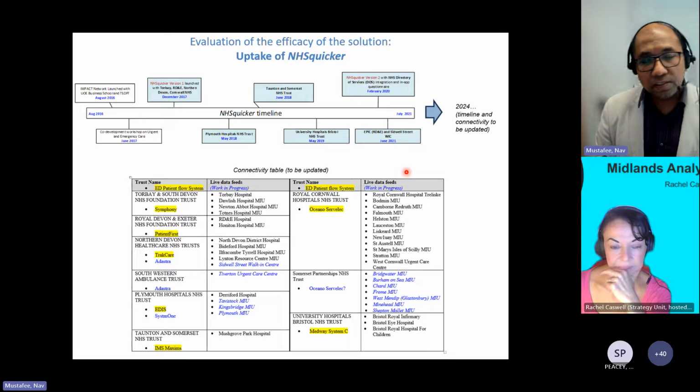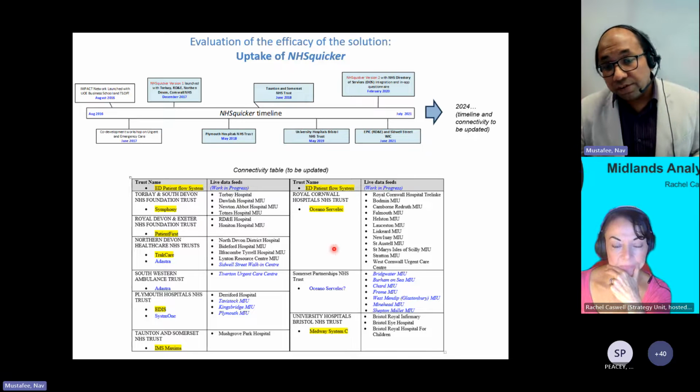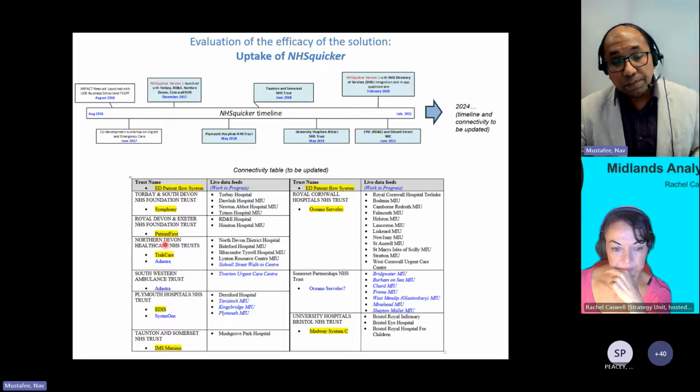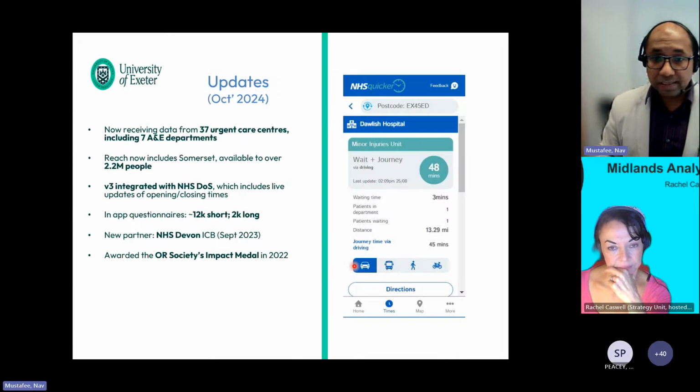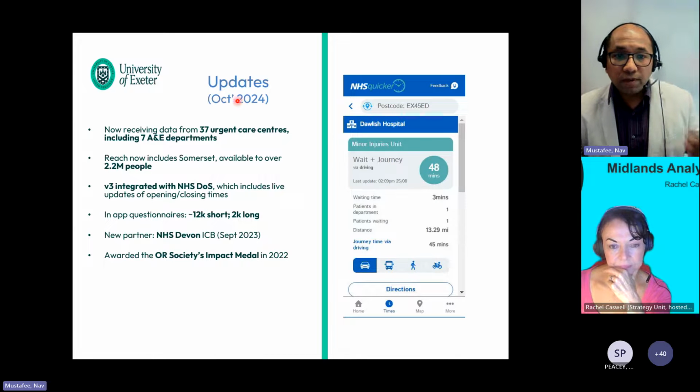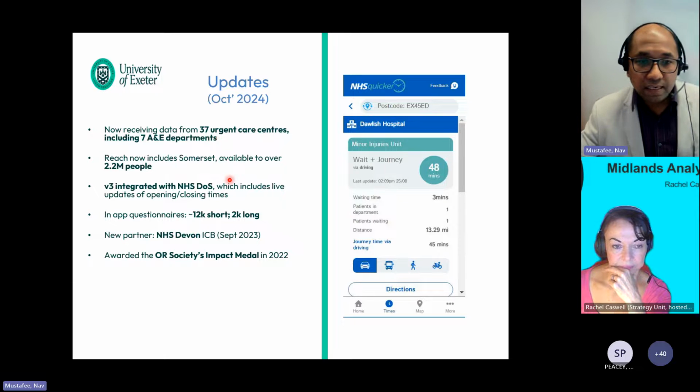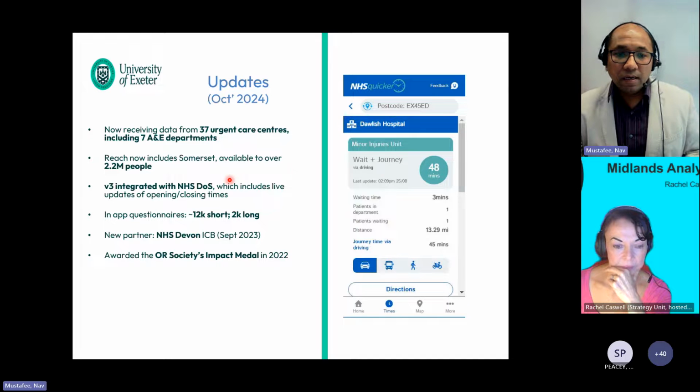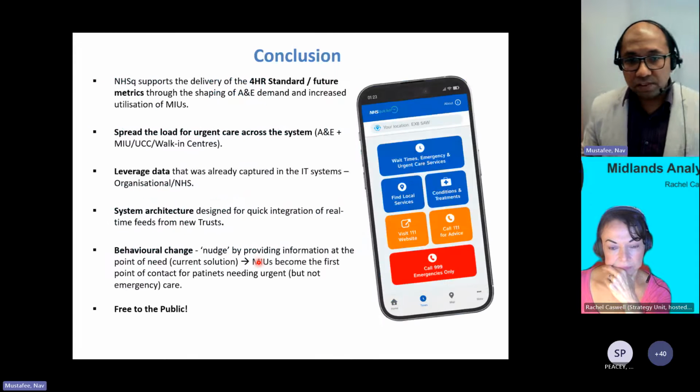urgent care facilities, including 7 MIUs. These are the names of the systems that we have integrated: Symphony, Patient First, Track Care, etc., which provide this data. So as of October, 37 urgent care centers, including 7 A&E departments. It now covers Devon, Cornwall, and South and Somerset, 2.2 million people. And we have an in-app questionnaire, and we have got an award as well.